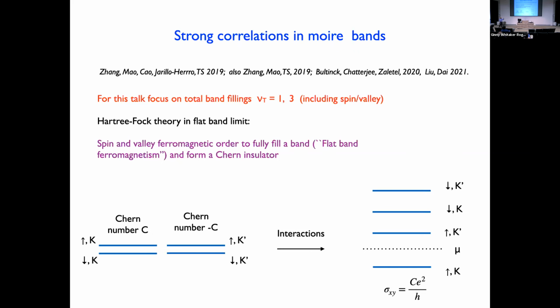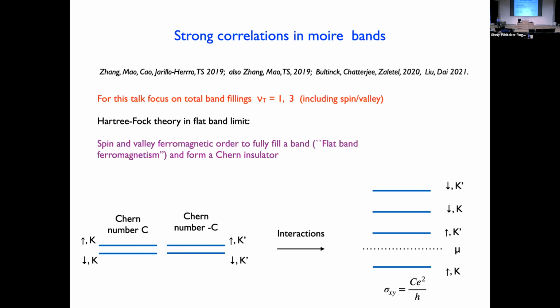Now, the first thing you can try to do, and there's a series of papers doing this, and I think Chun-Li Wong talked about his most recent calculations, is to just do Hartree-Fock in the flat band limit. And in Hartree-Fock, what you find is spin and valley both polarized, and you get spin valley ferromagnetic order, and you completely fill a band. That's say filling nu t equals 1.